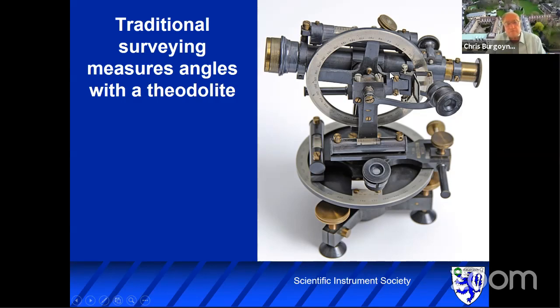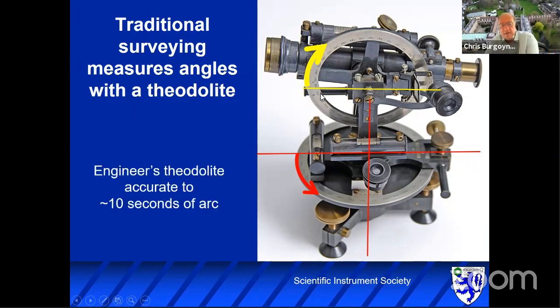So how does photogrammetry work? Well, traditional surveying works by taking a telescope and mounting it in such a way that you can measure angles. By rotating the telescope about a vertical axis, you can measure a horizontal angle, and by rotating it about a horizontal axis, you can measure a vertical angle. A traditional engineer's theodolite is accurate to about 10 seconds of arc, but you need to take 4 readings to do that. So you're probably talking about 10 or 15 minutes to take a single reading. It's a very, very slow process.